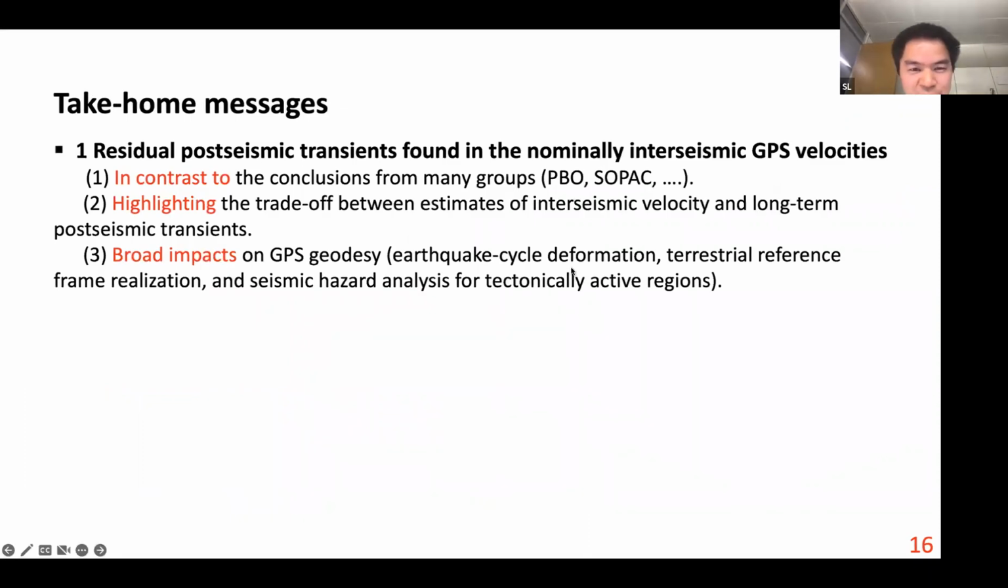So here are the take-home messages. First, we found post-seismic transient in the form of 2 to 3 millimeters per year in the published GPS-derived velocities. And our results are quite different from the results from many groups. Such a difference occurs because many previous studies had not dealt well with the trade-off between the estimate of interseismic velocity and the long-term post-seismic transient. And the issues related to such a trade-off have broader impact on GPS geodesy.